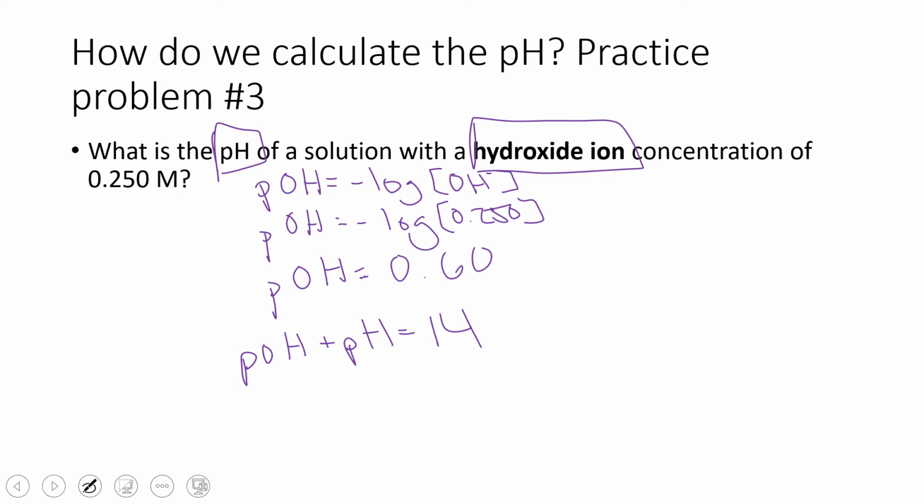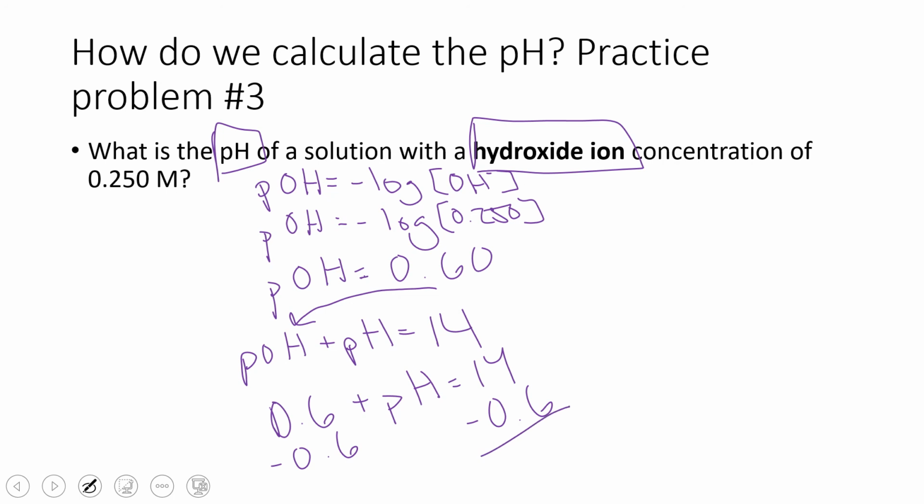So we're just going to plug in our values. 0.6 is equal to our pOH, so we've got 0.6 plus pH, which is what we're looking for, is equal to 14. I'm going to subtract 0.6 from each side. And then my final answer, my pH, is going to be 13.4. Oops, 13.5, because we're just going to do the subtraction.